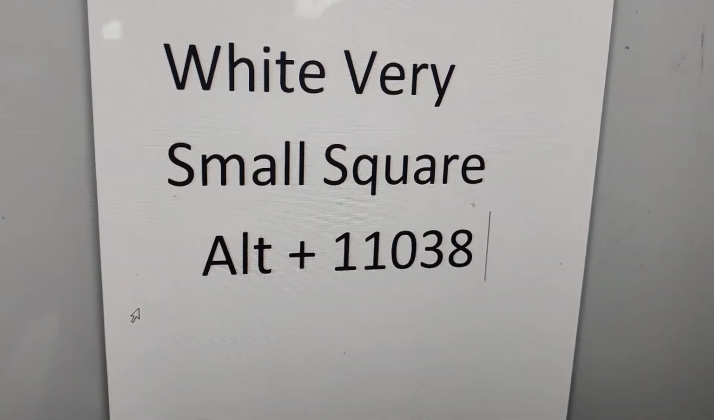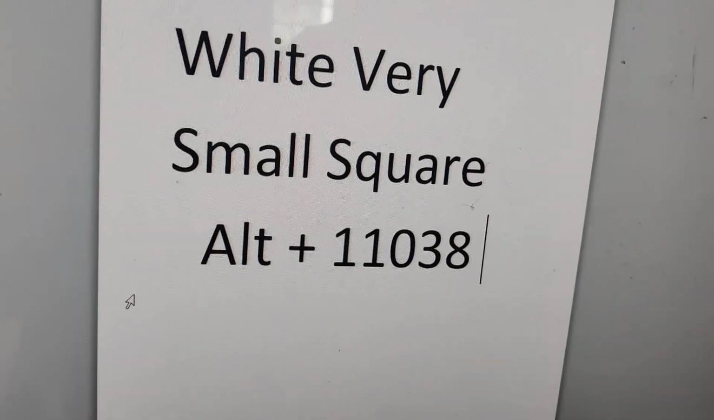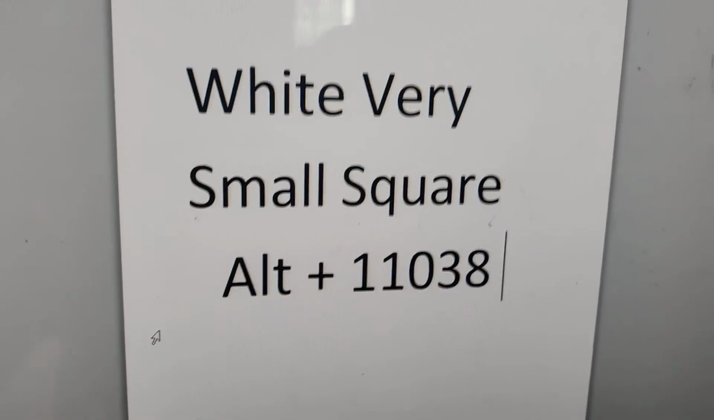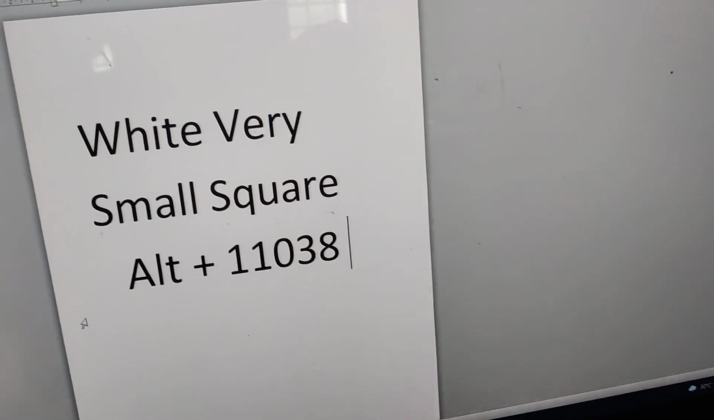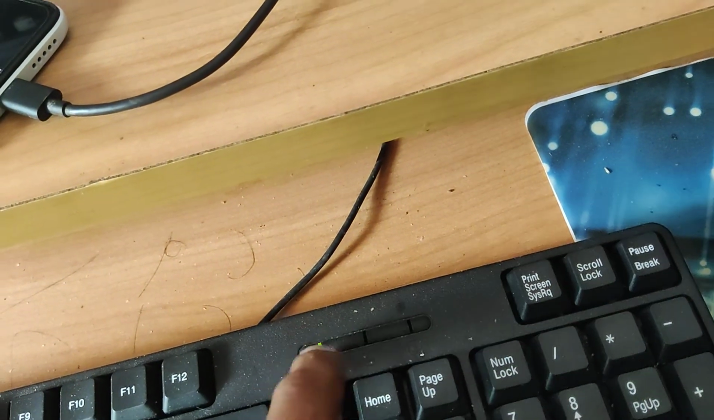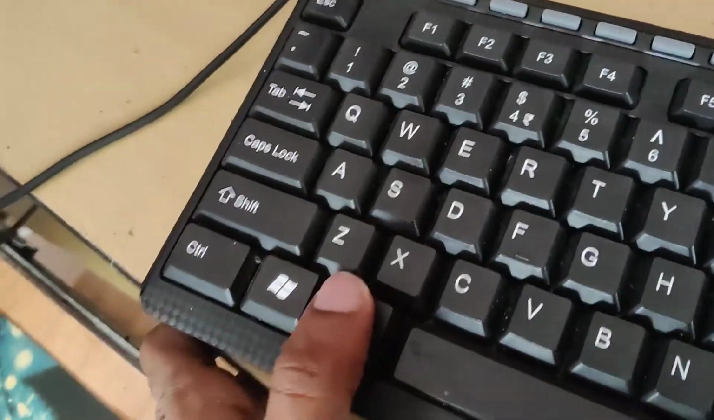So if you are using a Windows computer keyboard and you want to create a very small square, you can use the Alt key shortcut, that is Alt 1103. For doing this, the first step is you must turn on your number lock, that is the number lock should be enabled.